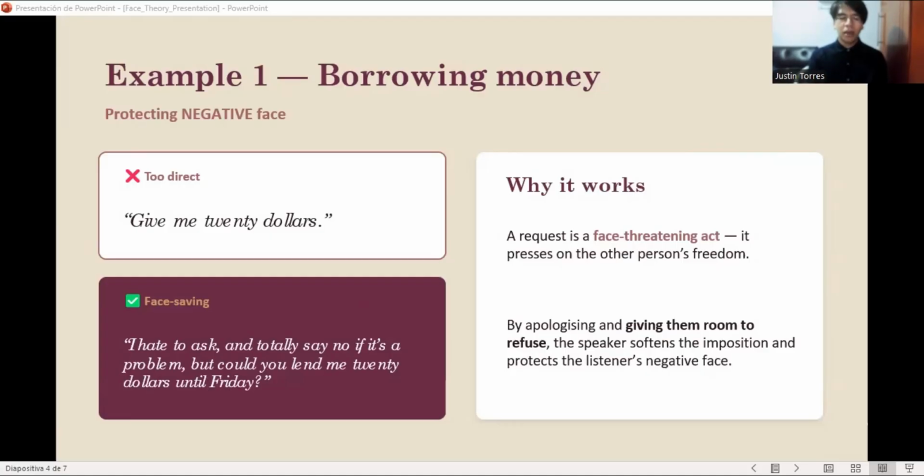Then Ben replies, of course, no problem at all. I'll send it over now. And Ava says, yes, thank you so much. You're a lifesaver. I'll pay you back Friday for sure. Basically, by apologizing and giving Ben room to refuse, Ava protects her negative face.